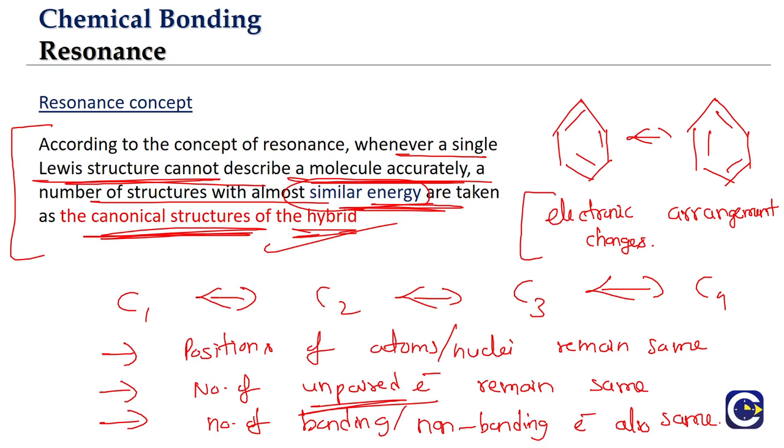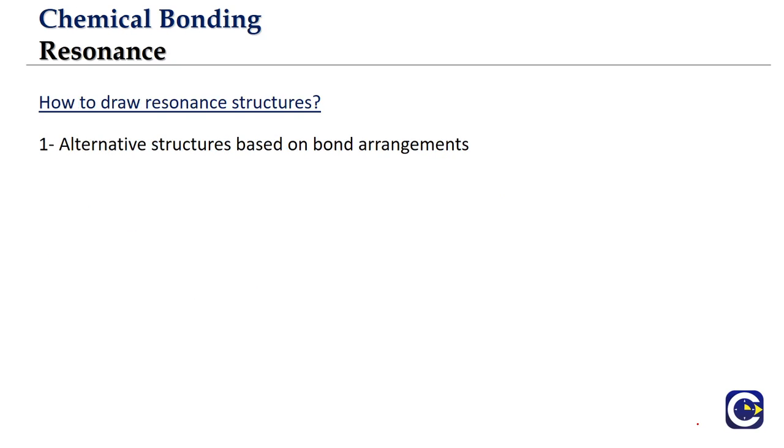We'll discuss more about it when we go to the idea of resonance in organic chemistry, because there we'll talk about how to write the canonical structures for a given compound or substance. But here, some of these properties of the canonical structures will be important to know. Now, when it comes to the expression of canonical structures in the case of inorganic compounds, we have just one straightforward approach. That approach is finding out the alternative bond arrangements. So how do we draw the resonance structures for any molecule?